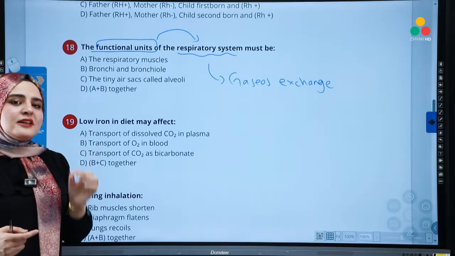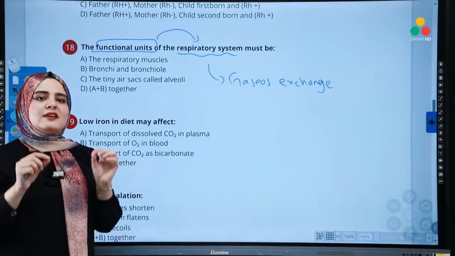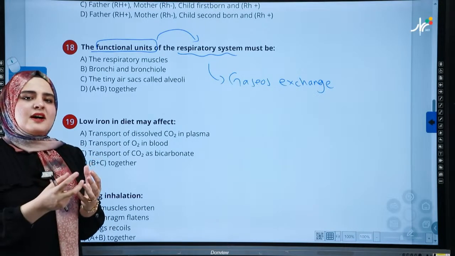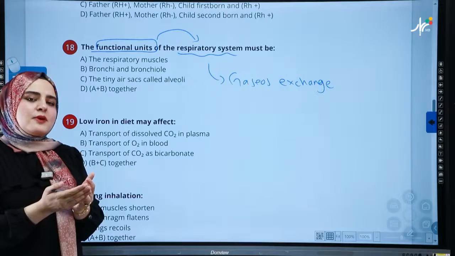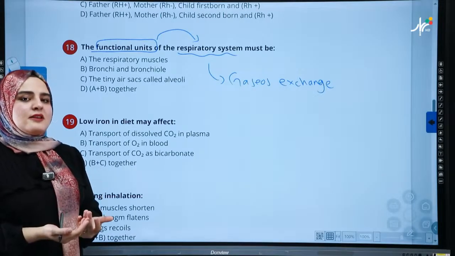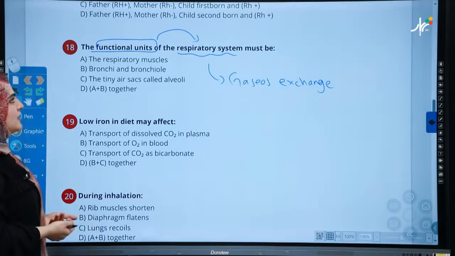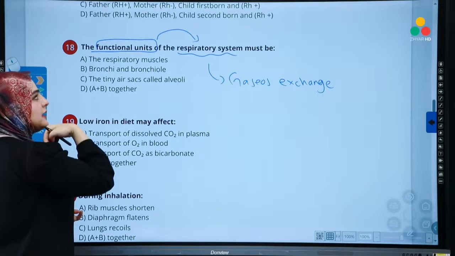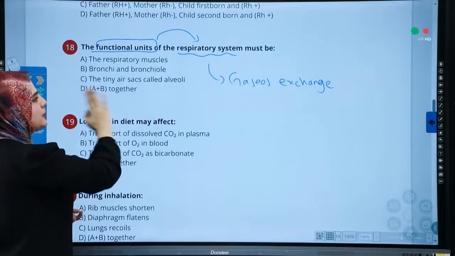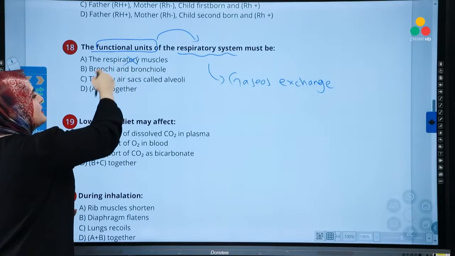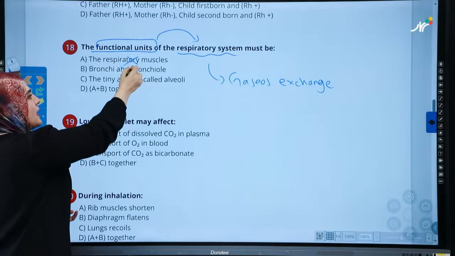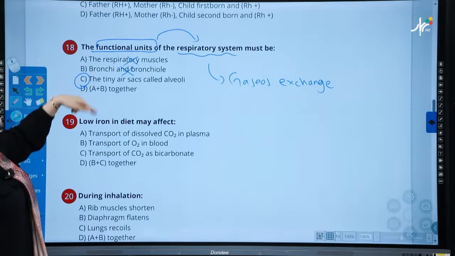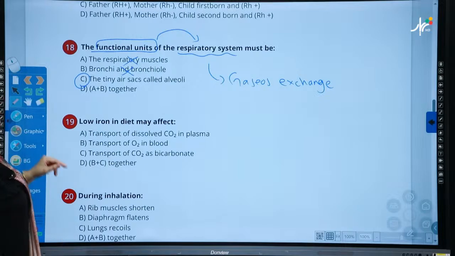Until we reach the tiniest little sacs that are thin, very well designed, that have a lot of capillaries surrounding them and also a high surface area. These are called alveoli. The respiratory muscle is not the functional unit. It helps to bring air inside the lung, but it's not exchanging gas. And the bronchi and bronchioles are just a pathway, while the tiny air sacs are what we're looking for. Since we say A and B are wrong, D is definitely wrong. We don't need to think about it.